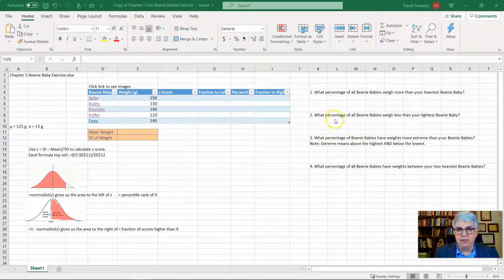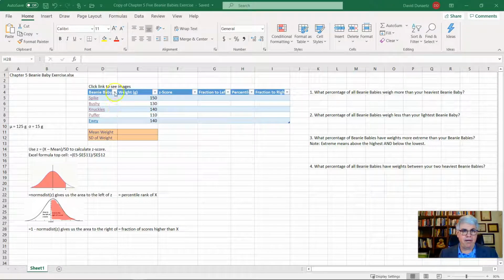Now the next one is what percentage of all Beanie Babies will weigh less than your lightest Beanie Baby? Well, that's going to be Puffer, and so we'll have to do the same thing. And then we're going to have a question, what percentage of Beanie Babies have weights more extreme than your Beanie Babies? Oh, so that means our Beanie Babies go from 110 to 150 grams, so more extreme would mean less than 110 grams or more than 150 grams. And then what percentage of all Beanie Babies have weights between your two heaviest Beanie Babies? Also, that would be Knuckles and Spike, and we'll have to figure that out.